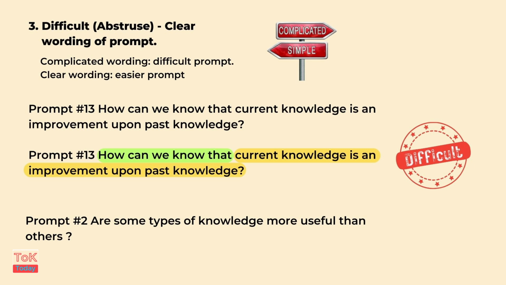However, on the other hand, prompt number 2, are some types of knowledge more useful than others, is very clearly worded. It's direct, it only has 1 clause, and it only has 1.5 ToK ideas to deal with. That's the usefulness of knowledge and a sort of half an idea about different types of knowledge. Now, this makes the prompt far easier according to this criteria.